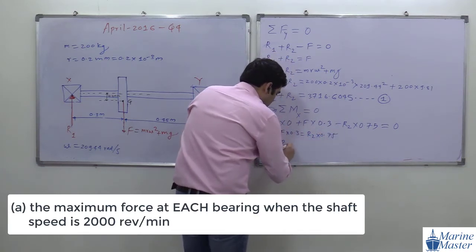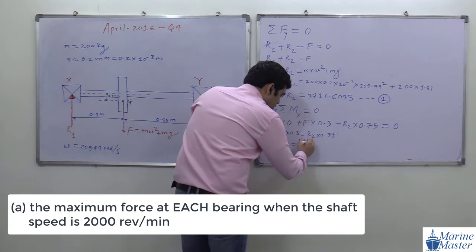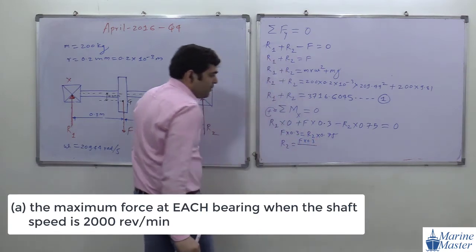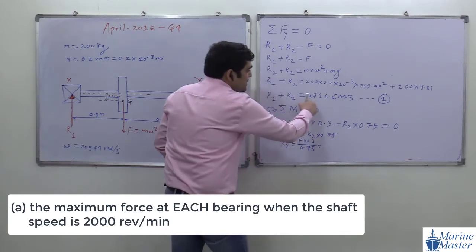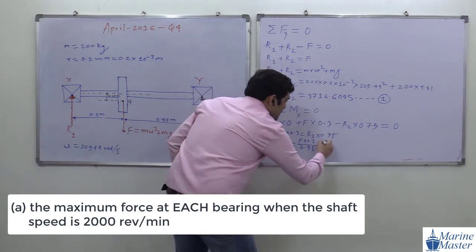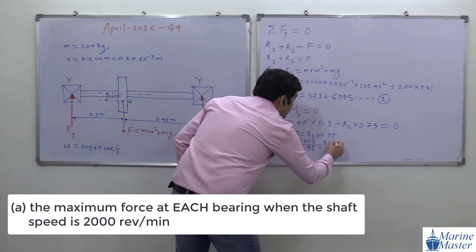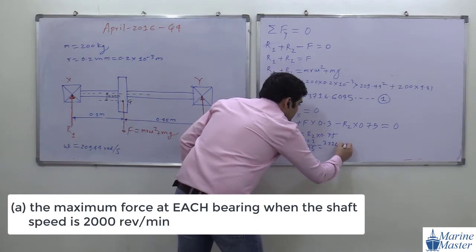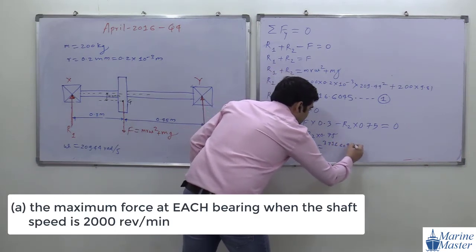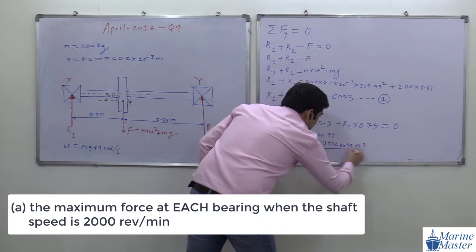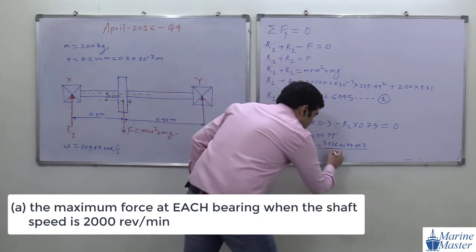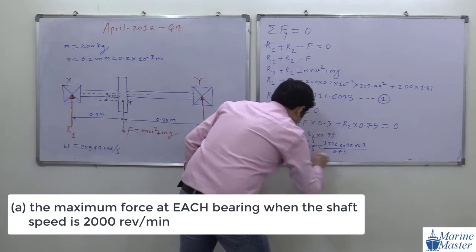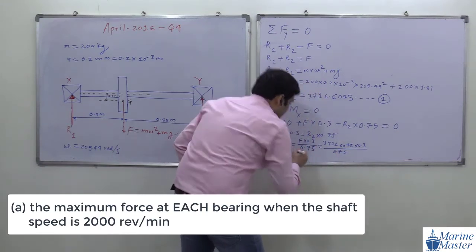So R2 will become F into 0.3 divided by 0.75. F we already calculated, this is the value of F, so I will take that value directly: 3716.6045 into 0.3 divided by 0.75. Check it once again, guys. Is there anything wrong? Please let me know. In this way we will get the value of R2.